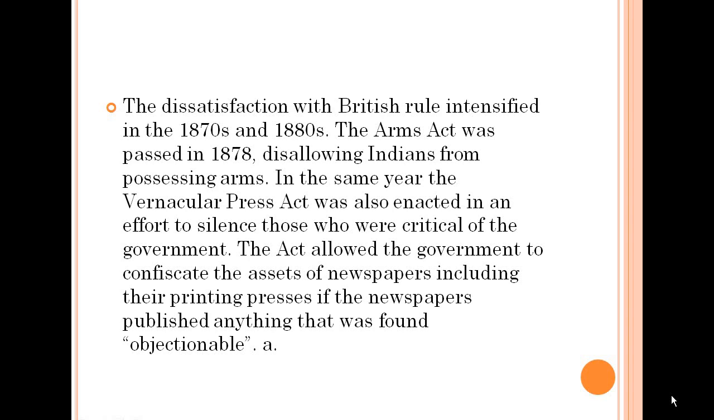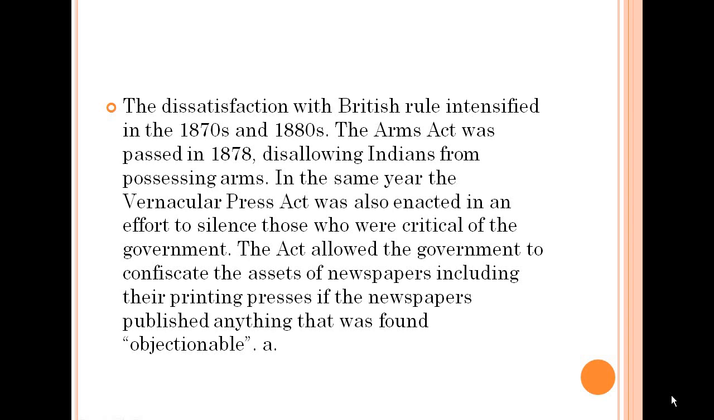In the same year, the Vernacular Press Act was also enacted in an effort to silence those who were critical of the government. In that act, the government was allowed to take away the assets of newspapers, including their printing presses, if the newspapers published anything that was found objectionable.